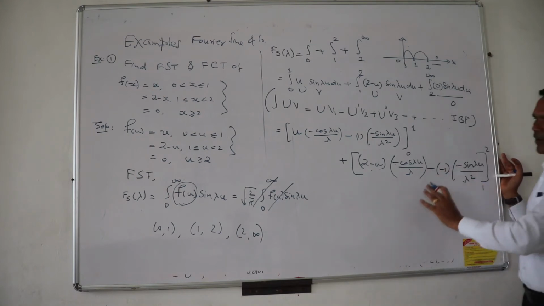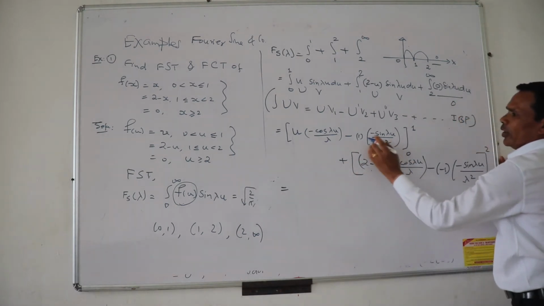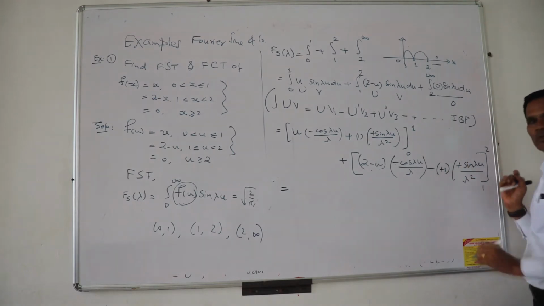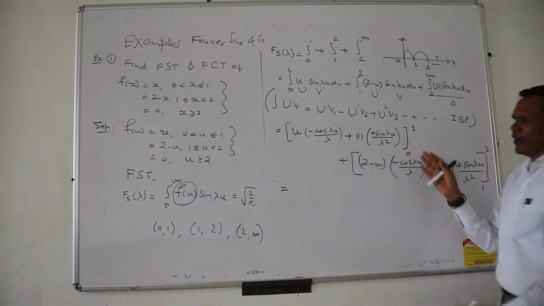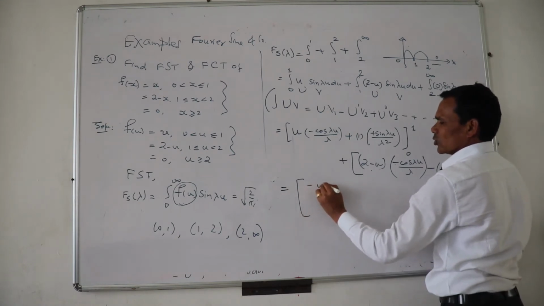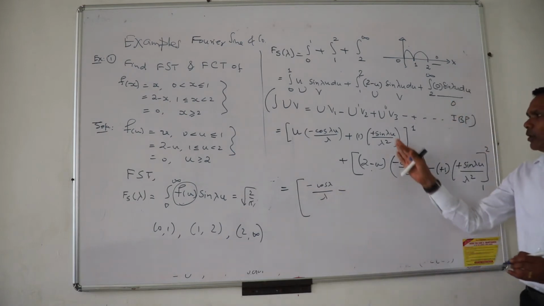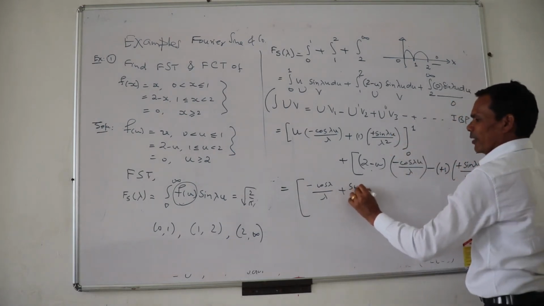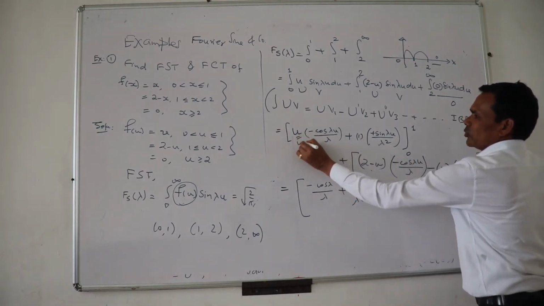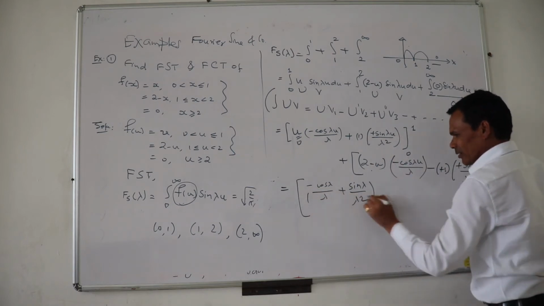Now I just apply the limits: upper limit minus lower limit. If you observe here, this is minus minus plus, and here also minus minus plus. Now I apply the upper limit 1, where u is replaced by 1: minus cos lambda divided by lambda plus sine lambda upon lambda square. If you put the lower limit here, this becomes 0 and sine 0 is 0, so the lower limit need not be considered.